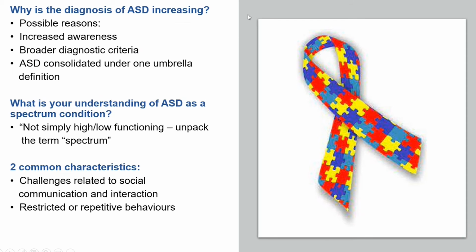So in the next section of the material, we look at why the prevalence or the diagnosis of autism is increasing, not just in South Africa, but globally. And there are possible reasons that are discussed, which include increased awareness of autism and broader diagnostic criteria. We know that the Diagnostic and Statistical Manual, the fifth edition, has consolidated all the subcategories.